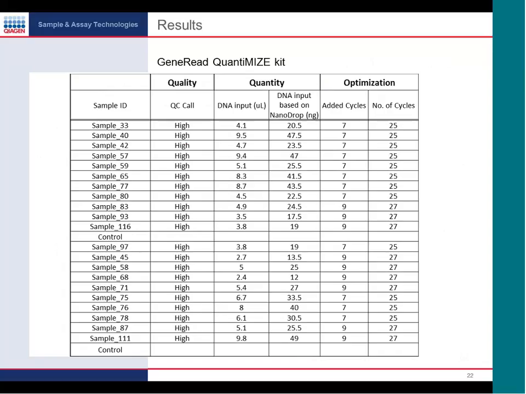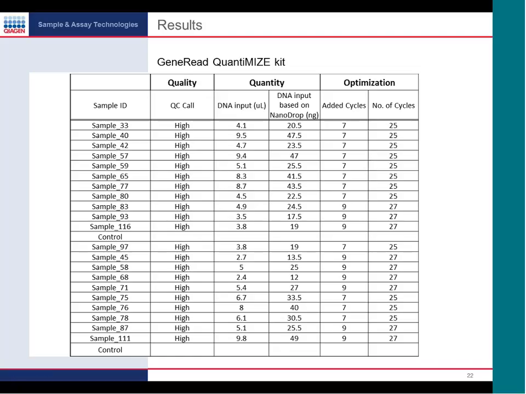This is the kit, as I mentioned before, you can use to do the quantification, checking into the quality, as well as optimizing the PCR cycles. So you can see very high quality of all the samples, and it shows the input quantity does vary from sample to sample, which is quite expected because we are dealing with FFPE samples. But not only can it do the quantification and provide a quality score, it also can tell you how many additional cycles you need to ensure reproducible results at the end.